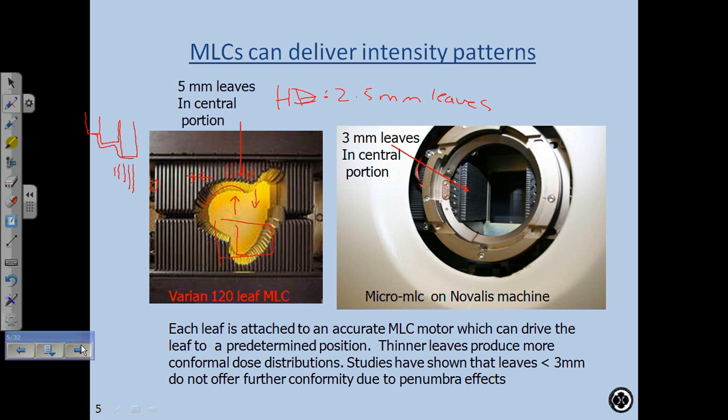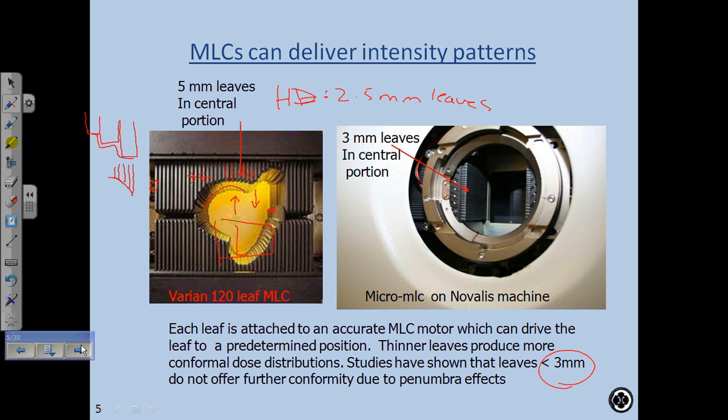Okay. But you get to a point where, remember the kernel, the dose spread kernel? When there's radiation, there's scatter. There's also penumbra effects at the edges of the leaves. So as your leaf gets thinner and thinner, you get to a point of diminishing returns, where your conformity doesn't get any better because you're now limited by the penumbra. And you can't get away from penumbra. I mean, the photons are going to scatter. There's a paper that showed that as your leaves get to 3.3 millimeters, it doesn't offer any more conformity. And most linear accelerators that have 3 or 2.5 millimeter leaves are stereotactic LINACs.